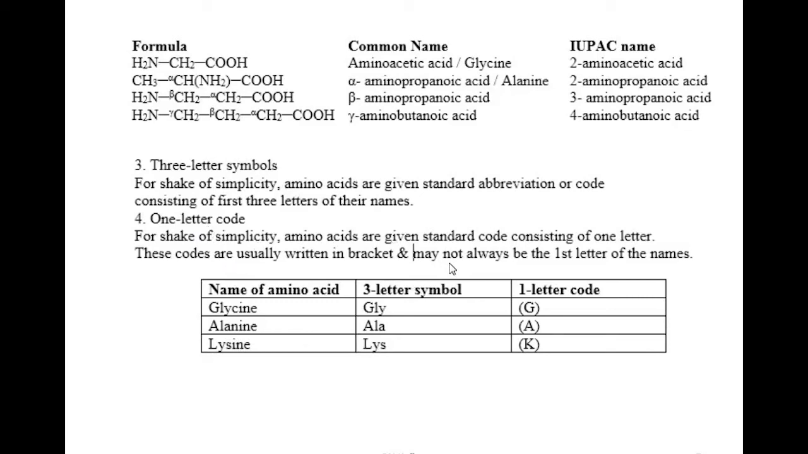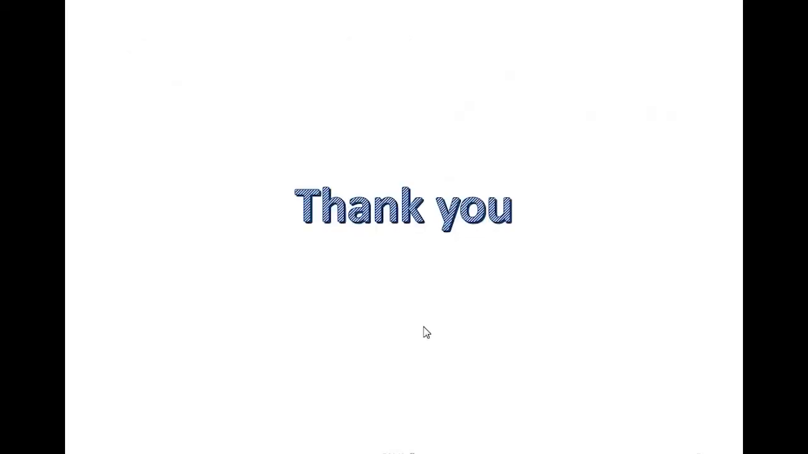But here, one thing you need to remember is, for the sake of simplicity, amino acids are also given a standard one letter code. These codes are usually written in brackets and may not always be the first letter of the names. That's the difference. Glycine, GLY, this is G, it's okay in this case. Alanine, ALA, is also A, that's fine. Lysine, LYS, it is K, it is not L. So, such differences we need to see. Thank you.